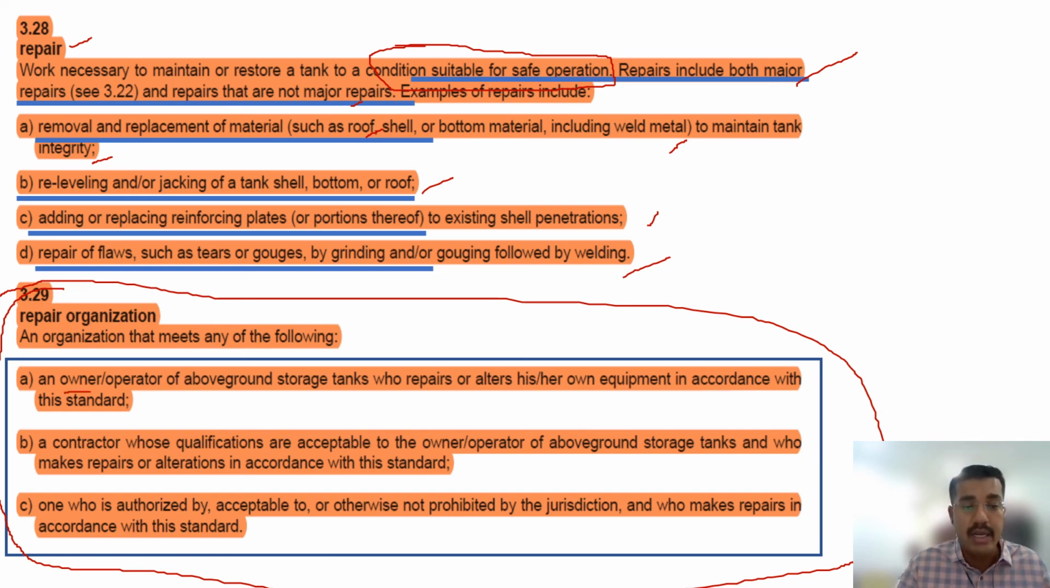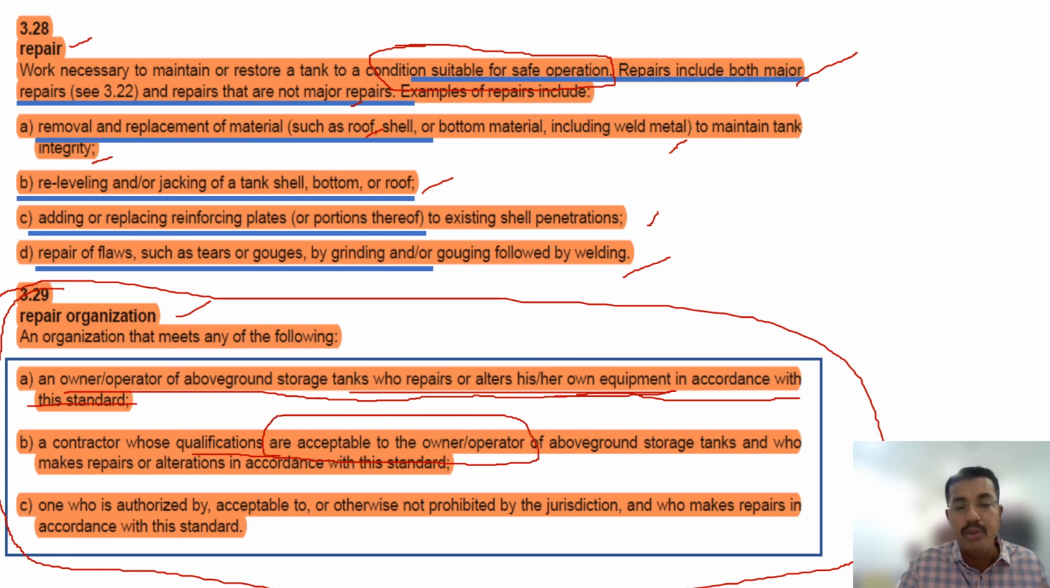An owner, operator of above ground storage tanks who repair or alter his or her own equipment in accordance with the standard is called a repair organization. You will find similar questions like inspection organizations, repair organizations also similar questions usually kept. Okay, so the owner and operator of above ground storage tank who repair or alter his or her own equipment is called a repair organization, or a contractor whose qualifications are acceptable to the owner and operator.